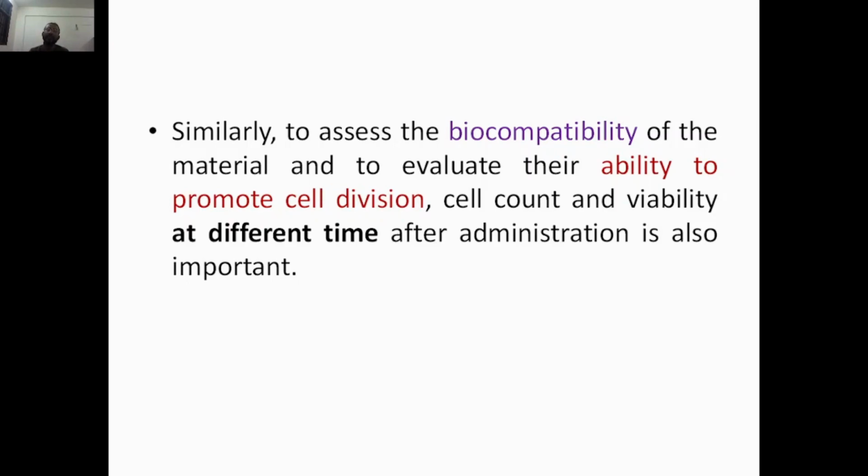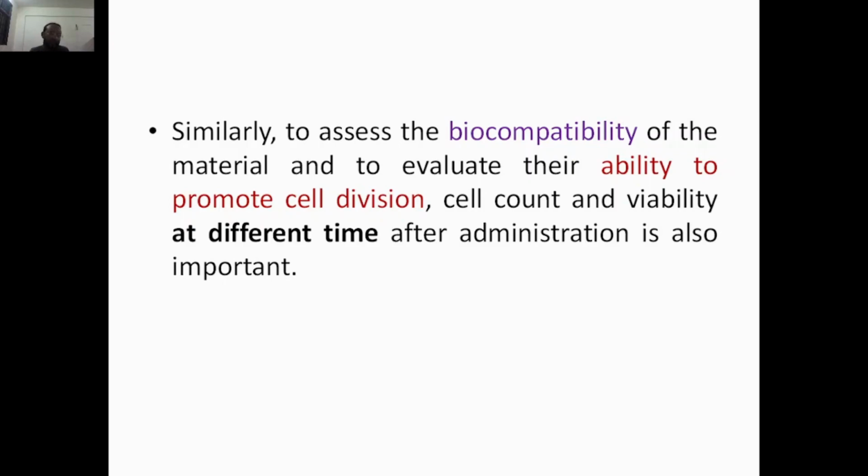So the cell count and viability at different times after administration is also very important. For example, now imagine I have seeded the cells in the scaffold or a biomaterial. So now at 0 hours, what is the number of cells? What is the cell viability? That means whether the cells are functioning, whether they are active, whether they are living or not. So that is at 0 hours. Next after 10 hours, next after 20 hours.